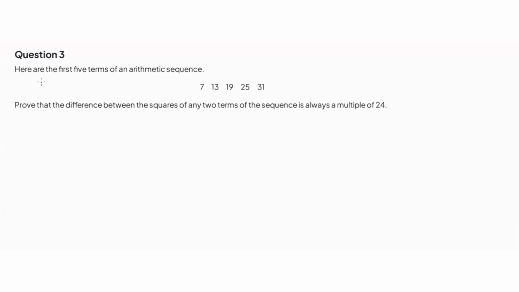Question 3 says, here are the first 5 terms of an arithmetic sequence: 7, 13, 19, 25, and 31. Prove that the difference between the squares of any two terms of the sequence is always a multiple of 24. So first, let's start with finding what the common difference is between each of these terms.